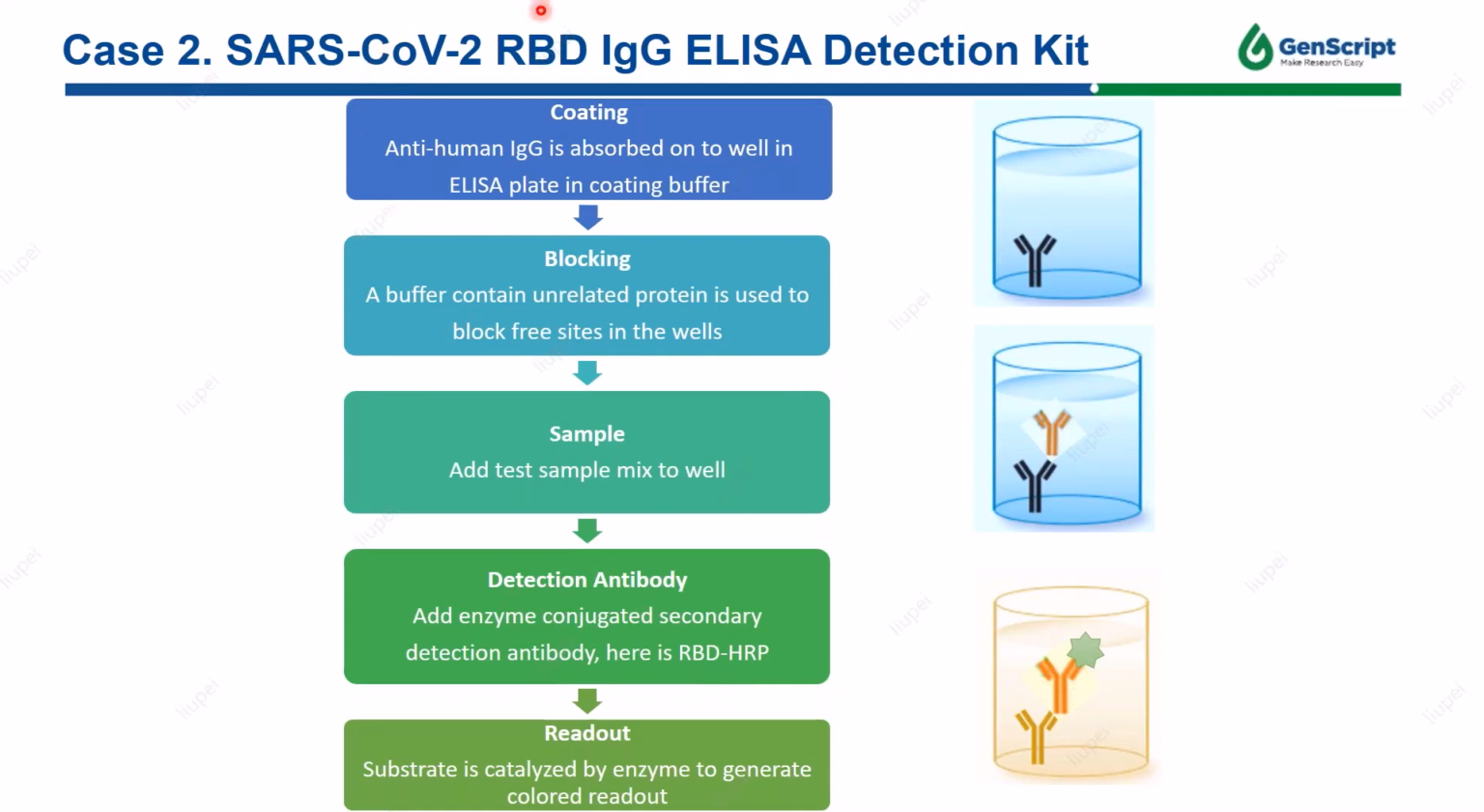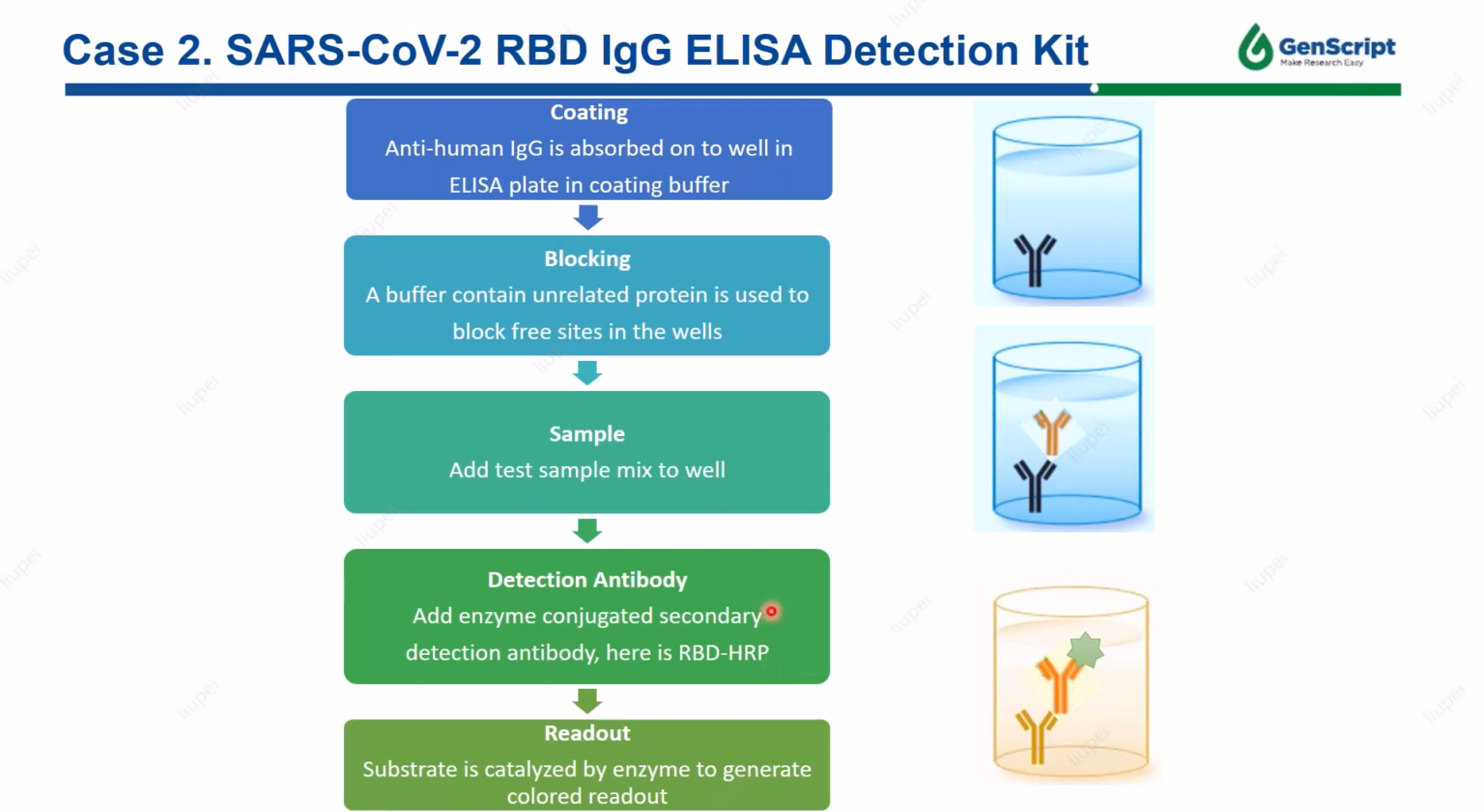Here's the kit's tool. We developed the SARS-CoV-2 RBD IgG ELISA detection kit. It's also called the capture ELISA. First, we coat the anti-human IgG in the well and block the well, and we add the test sample mixed to the wells. If the sample has the antibody, it will bind to the primary antibody.